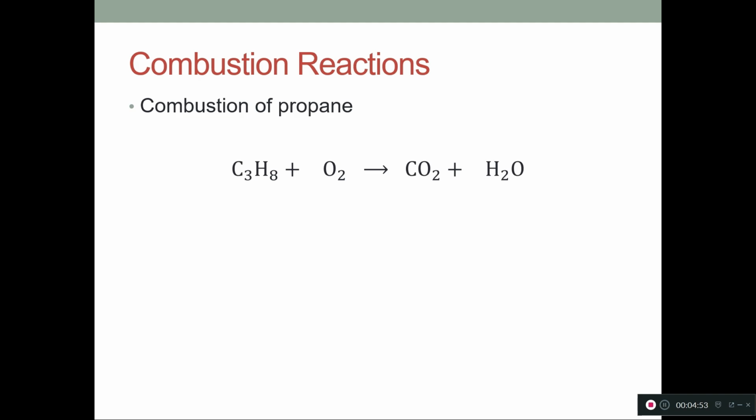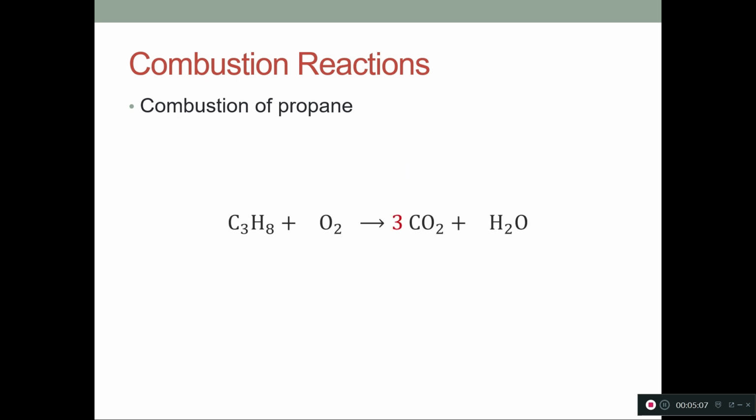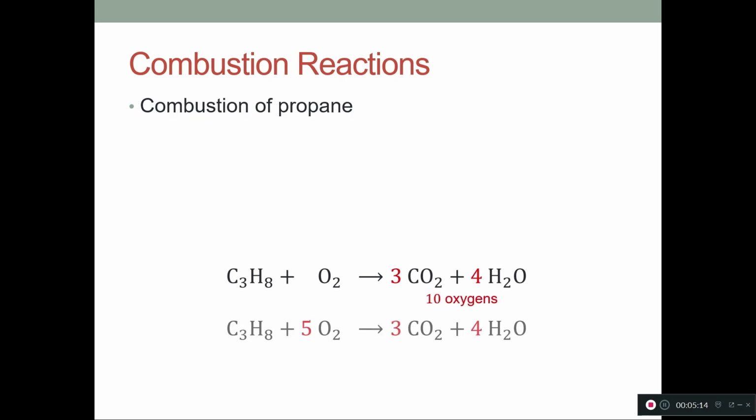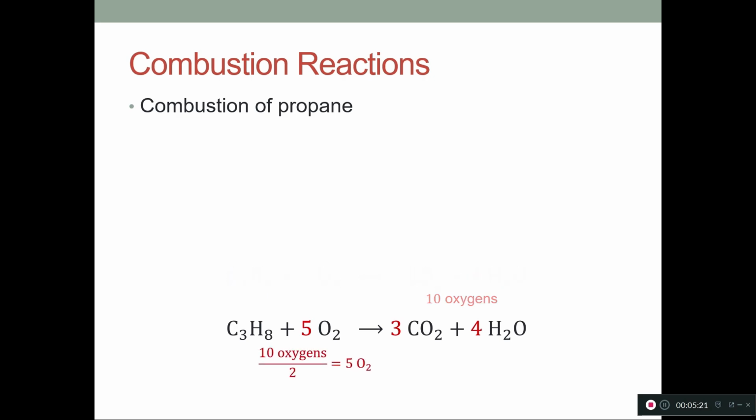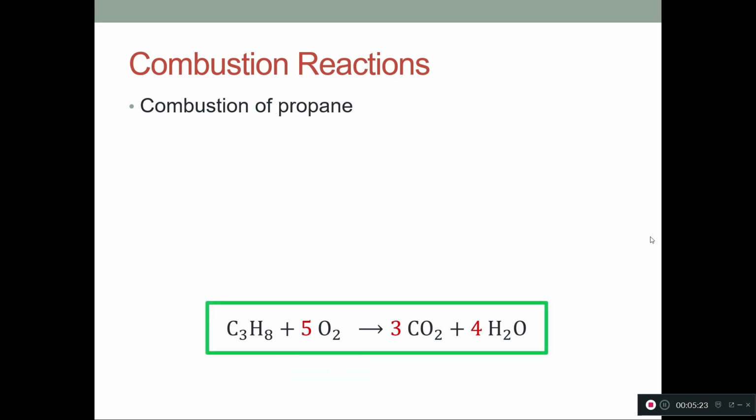Next, let's try the combustion of propane. So again, we're just adding another carbon onto it. So we have 3 carbons in the reactants. Let's get 3 in the products. And we have 8 hydrogens in the reactants. So let's get 8 in the products. And so 10 oxygens in the products. So we would have to put a 5 in front of the O2 because 10 oxygens divided by 2 is 5 O2. And so that would make this our balanced chemical equation for the combustion of propane.